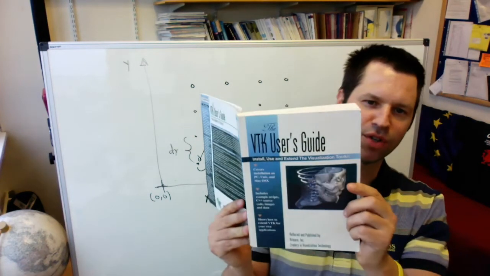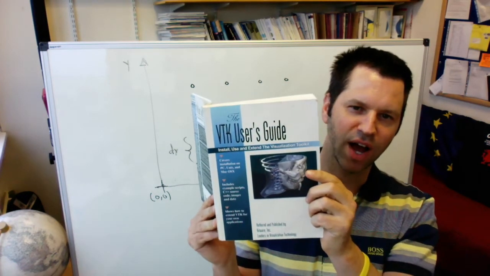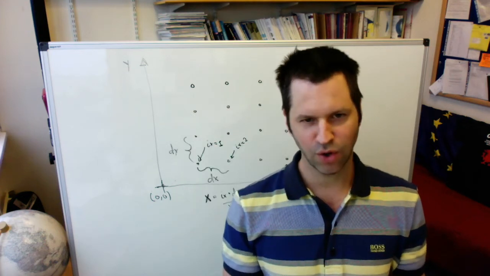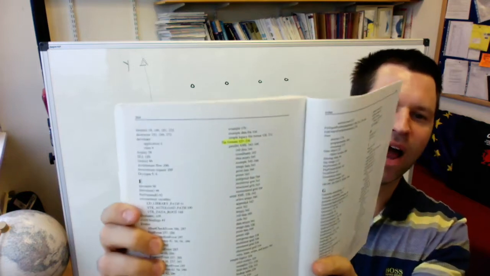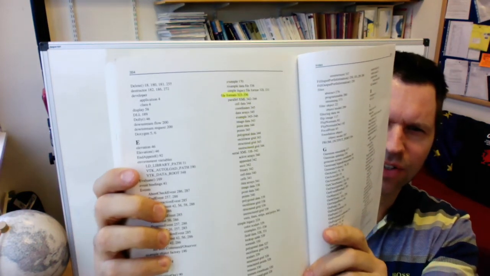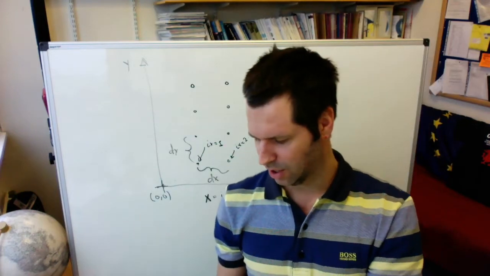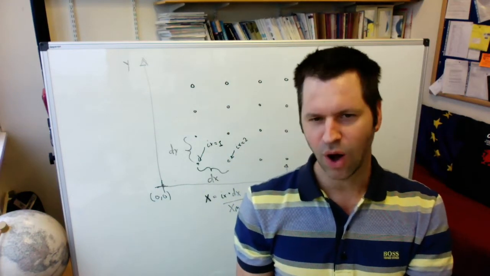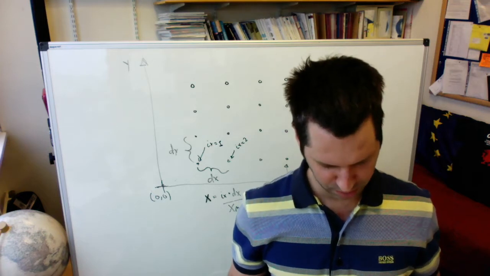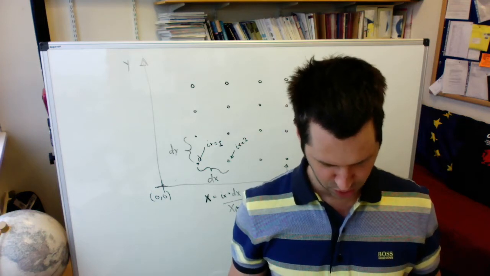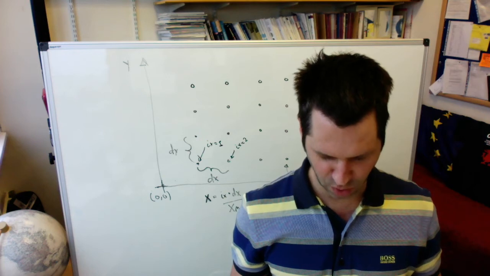Here's another great book. It's called the VTK User's Guide. And I can open that up to the index and turn to file formats right there. And there are lots and lots of pages. It looks like the camera's having trouble focusing. Lots and lots of pages on file formats that I can look up here and just find out the answers to these questions.